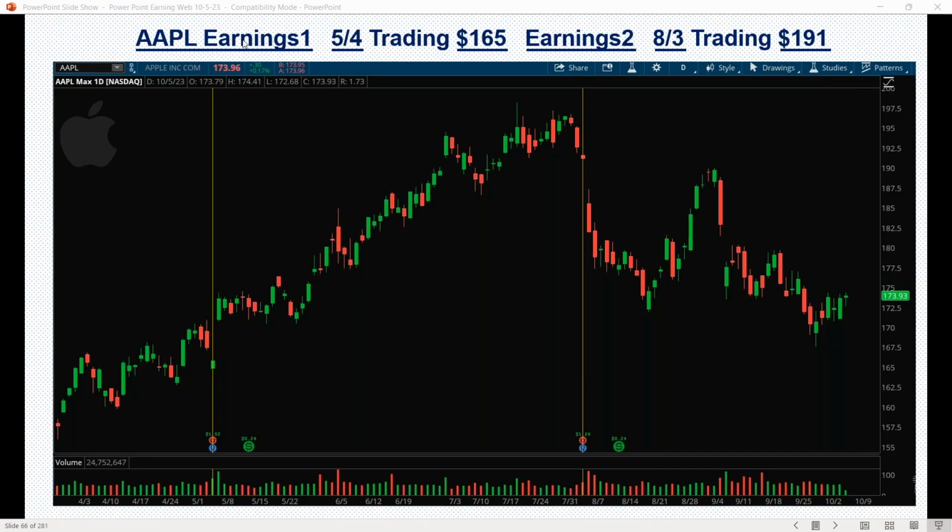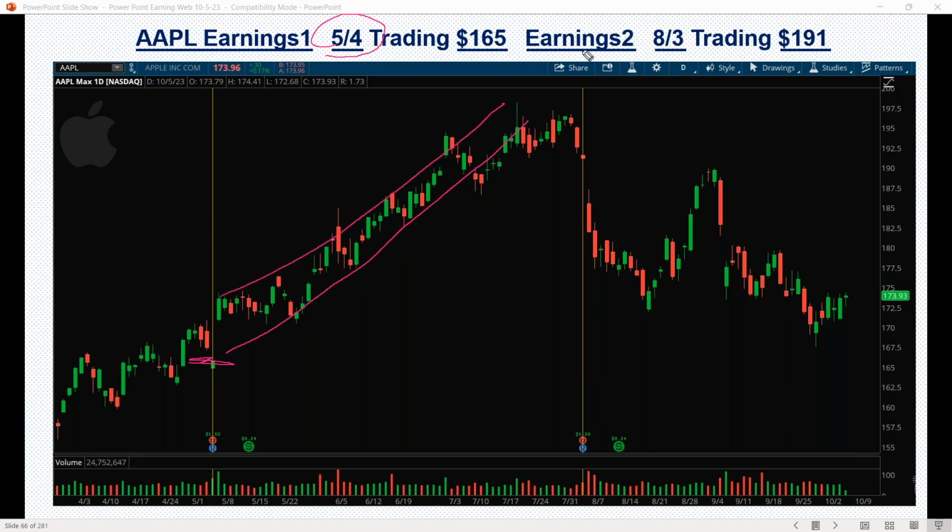Here's Apple. This was the last two earnings cycles. This one goes back to May. Apple had its earnings release on May the 4th. At that time, it was trading right here at $165, and then it just went crazy to the upside.